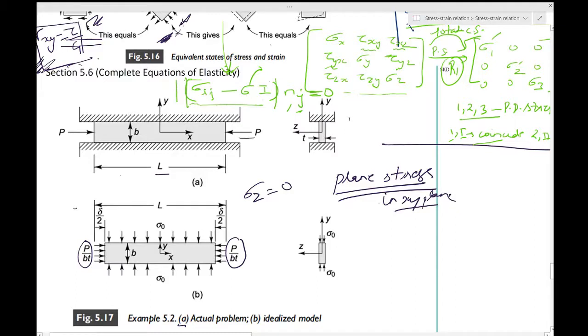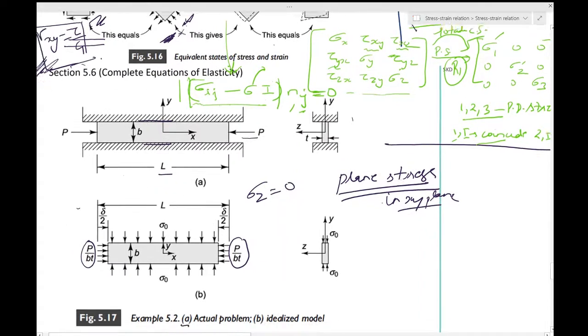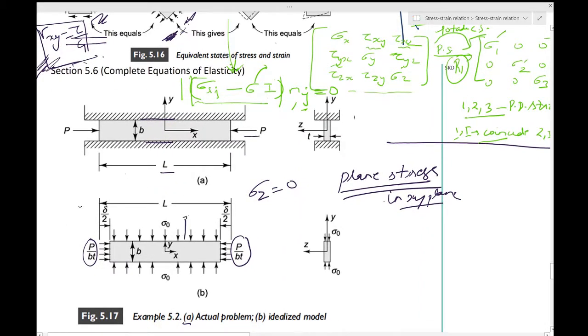Now the third part about this idealization, and that's why you are not shown, I mean, you don't see a sigma Z in this figure. The third idealization is that there is no deformation in the Y direction. You can see the reason why, because it is actually constrained in the Y direction. So there is no deformation in the Y direction, and that's why you don't have a deflection shown like delta Y, that is equal to 0.